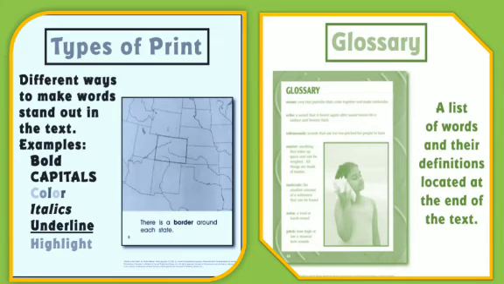So let's move to the glossary. What is a glossary? It's a list of words and their definitions located at the end of the text. Maybe we don't know the meaning of a word in a text, but the majority of books have a glossary at the end, so we can go to the glossary and find the definition of that word. A glossary is going to help us understand the text better. It works like a dictionary.